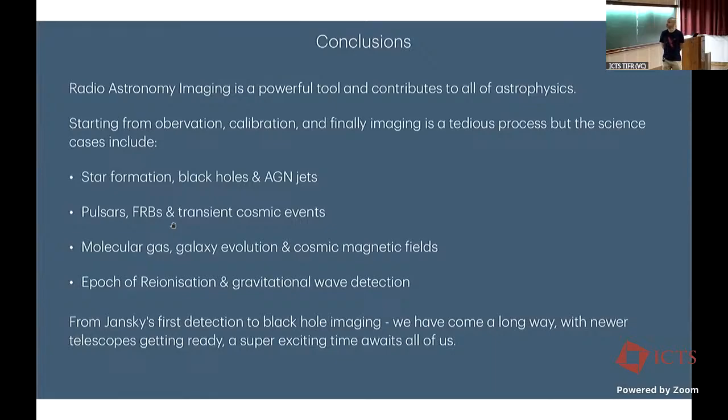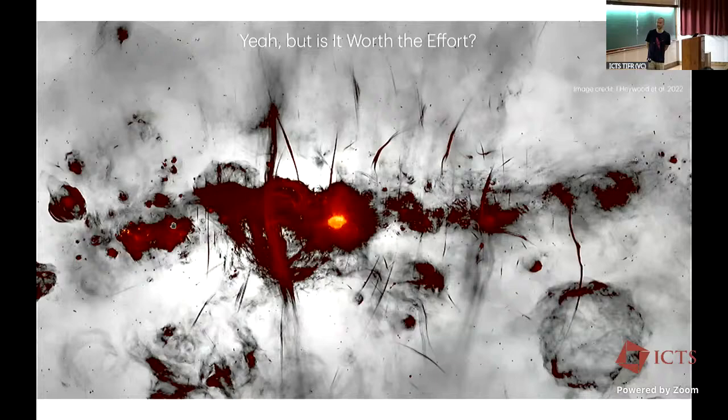So in conclusion, for this first part, radio astronomy contributes to all parts of astrophysics. It's a tedious process, but once you've mastered it, you can do all sorts of nice things, from star formation, black holes, AGN jets, pulsars, and transients that we'll get to later on. You can do molecular gas, EoR, gravitational wave detection, all sorts of things. And from starting off with Karl Jansky, now we're at, I think this is still spectacular. I like looking at it.